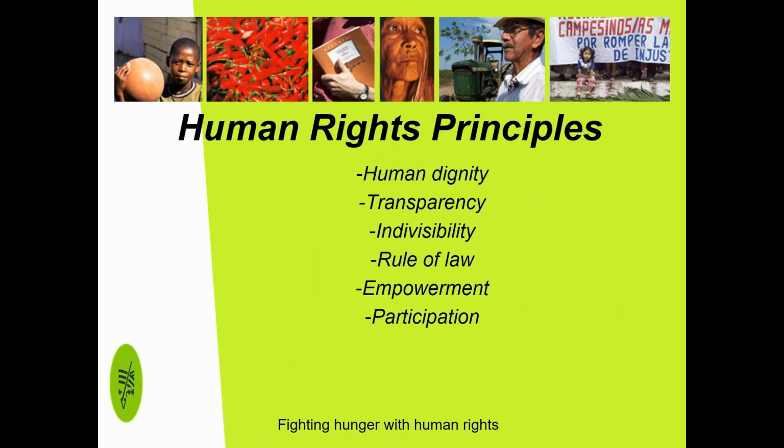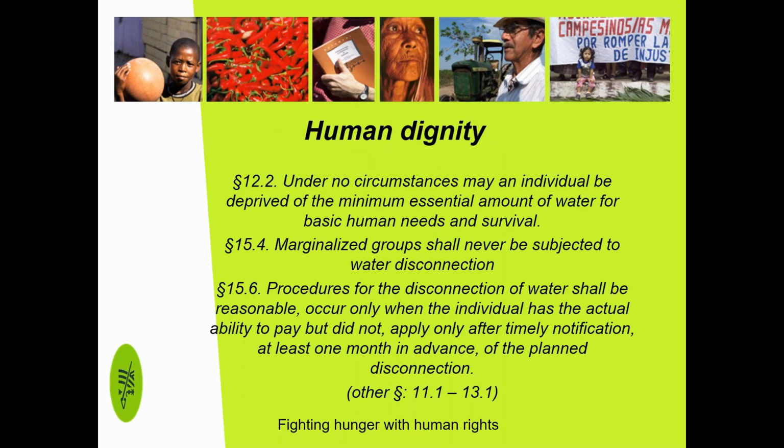So then in your human rights analysis, you can analyze what is going on and can use other elements, which here are human rights principles, and which also have been reflected in the guidelines. So you can see them here. You have human dignity, transparency, indivisibility, the rule of law, and empowerment and participation.